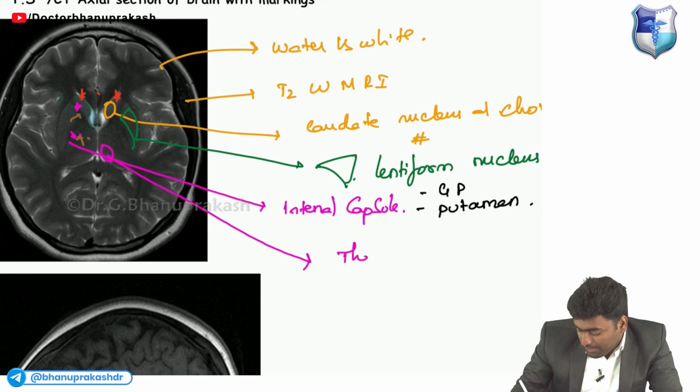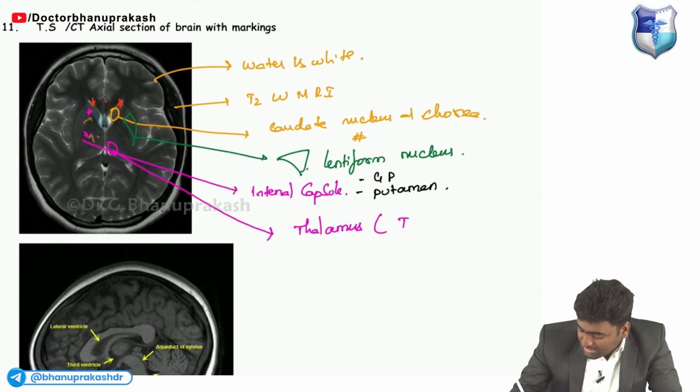as what? It is the thalamus. So remember T for thalamus. Thalamus at the level of the third ventricle.